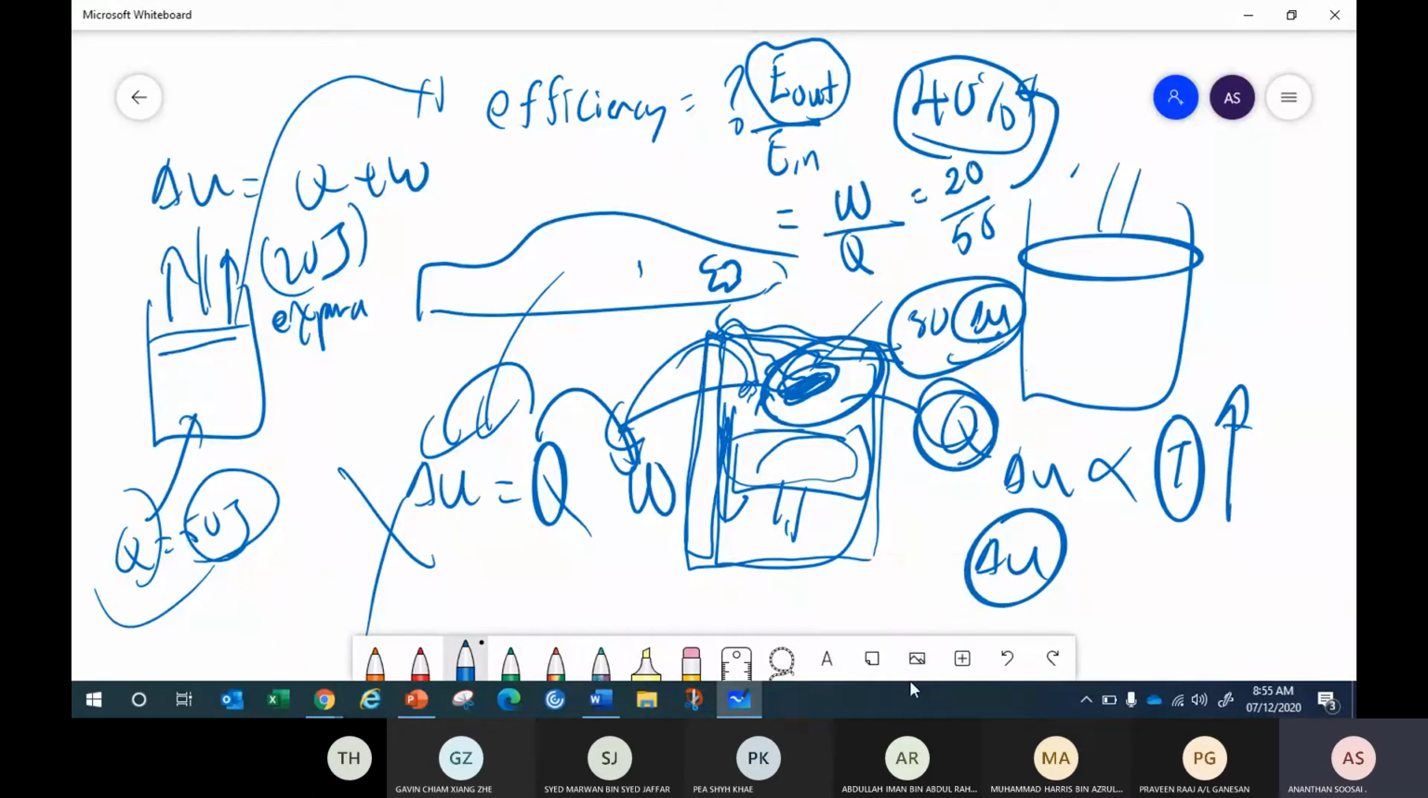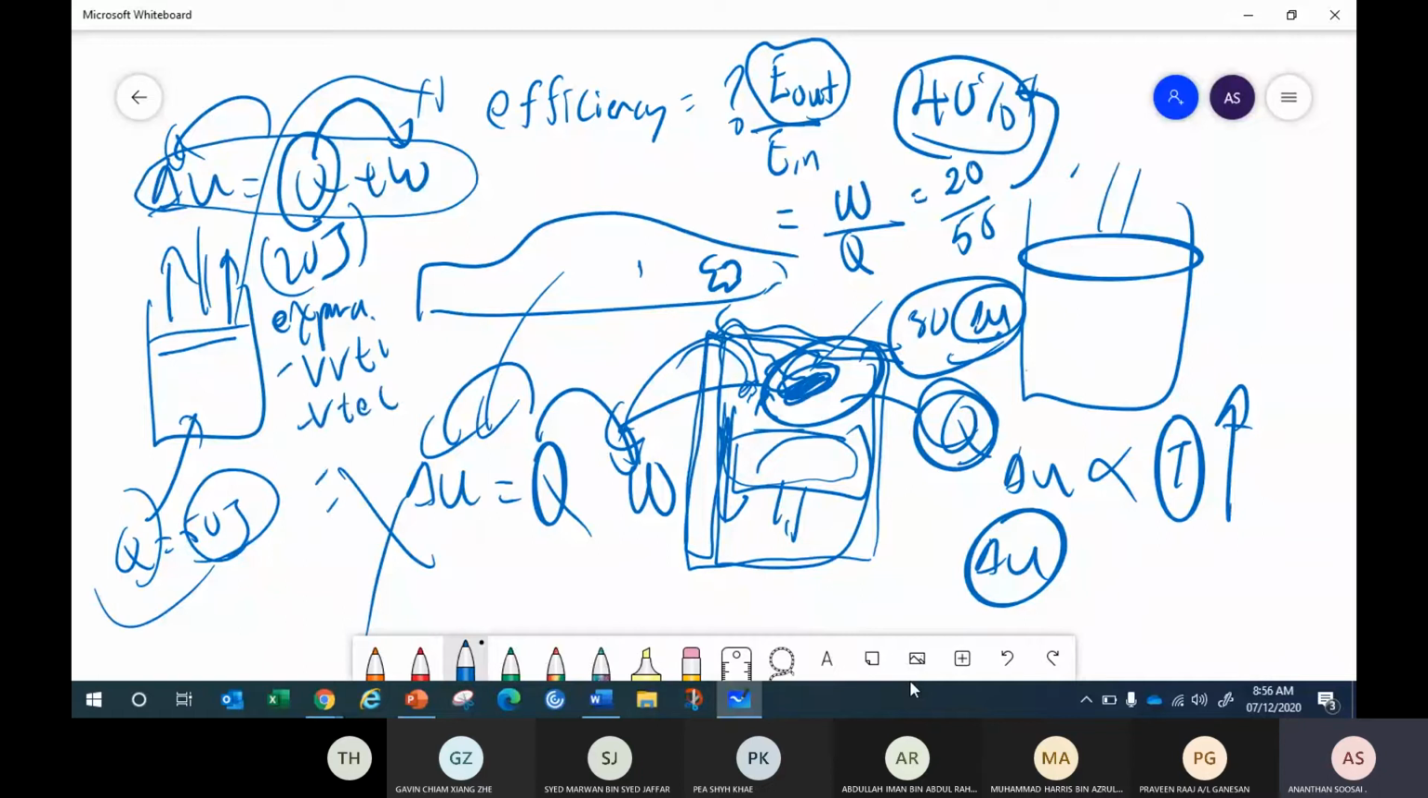So what is technology doing now? What are the scientists and automobile engineers trying to do? They're trying to convert Q more to what? More to do work, not to change to internal energy. That's where all the technology comes in. Your VVTI, your VTech, all types of technology with fancy names. The core idea is to have a better, more efficient engine.